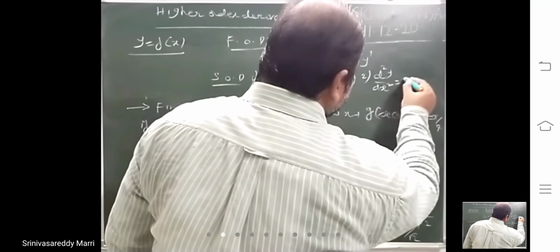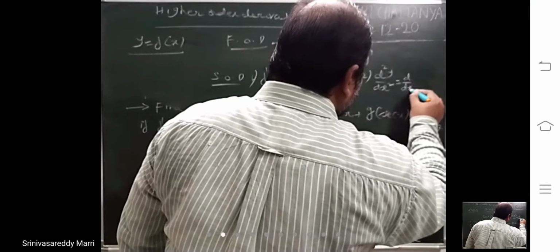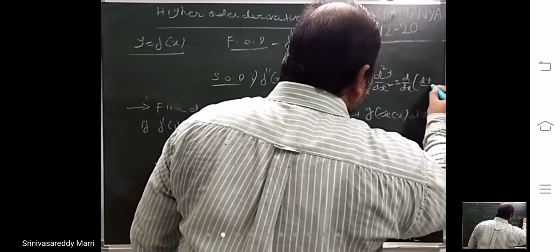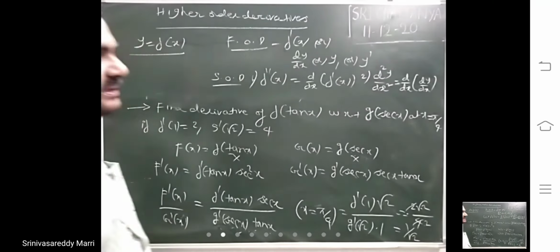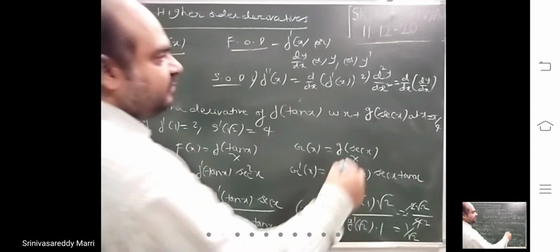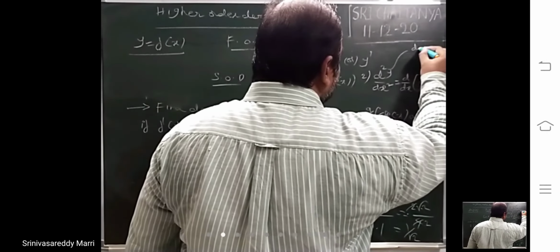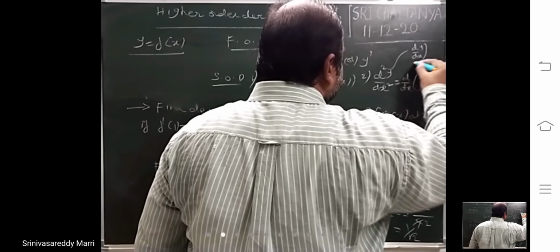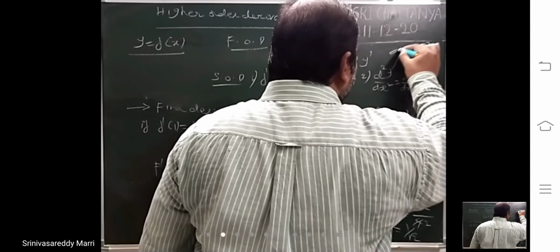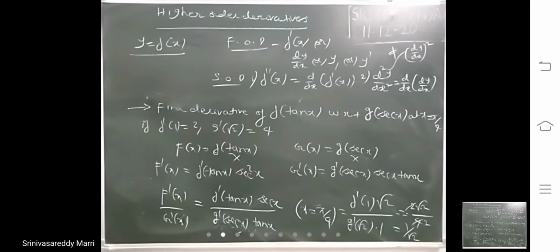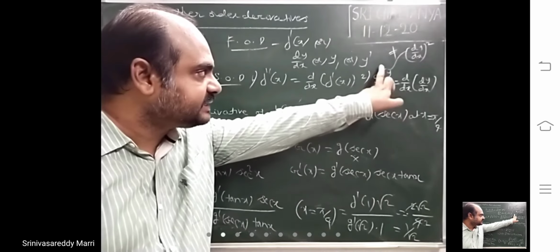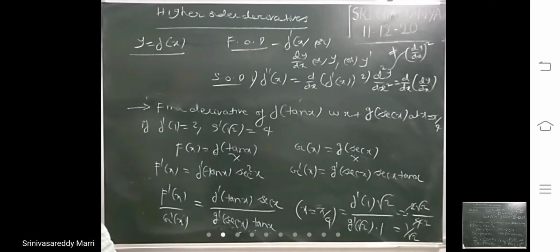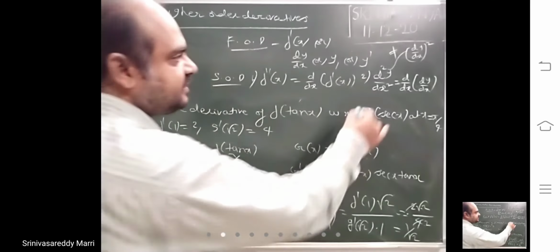That means d by dx of the first derivative, d by dx of dy by dx. Now look, this is not equal to dy by dx whole square. It is just a symbol, the 2 indicates that it is a second order derivative. That's all, no other significance. This is not equal to this.